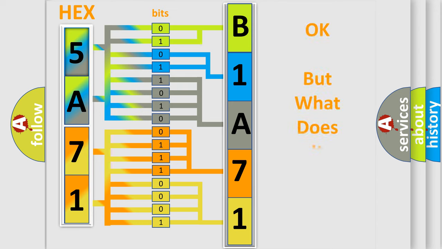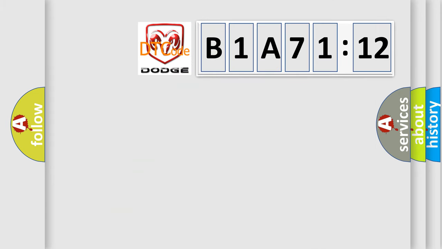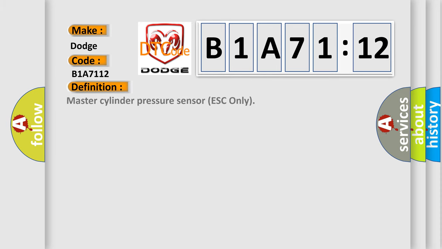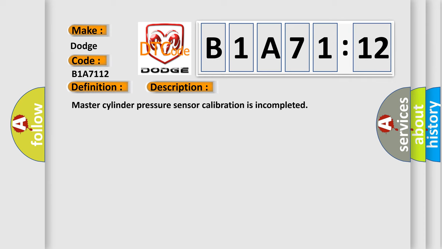The number itself does not make sense to us if we cannot assign information about what it actually expresses. So, what does the Diagnostic Trouble Code B1A71-12 interpret specifically for Dodge car manufacturers? The basic definition is Master Cylinder Pressure Sensor ESC Only. And now this is a short description of this DTC code. Master Cylinder Pressure Sensor Calibration is incomplete.